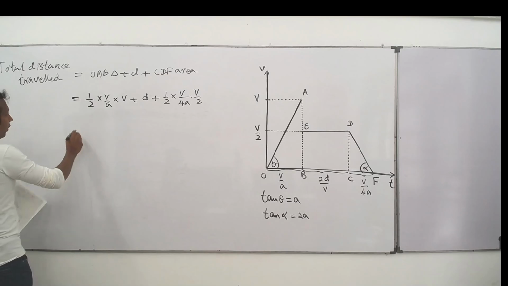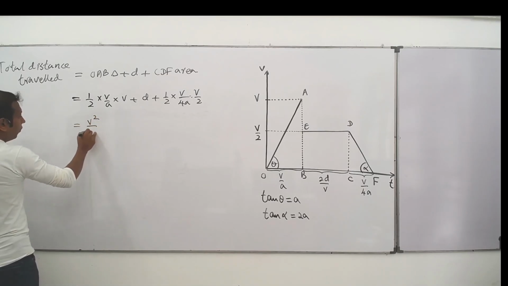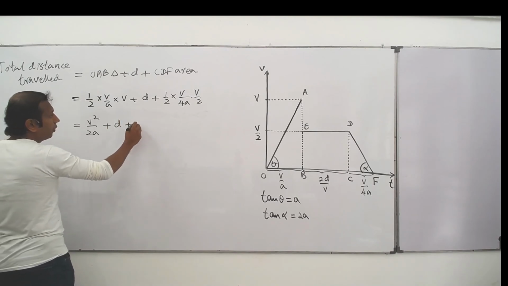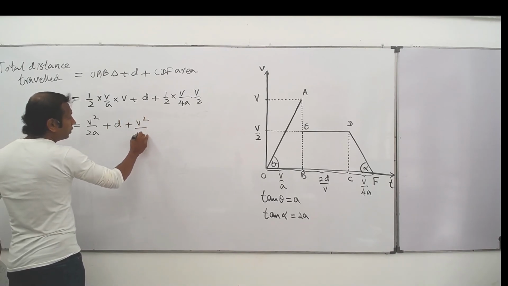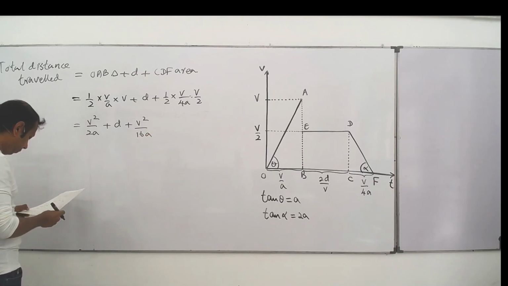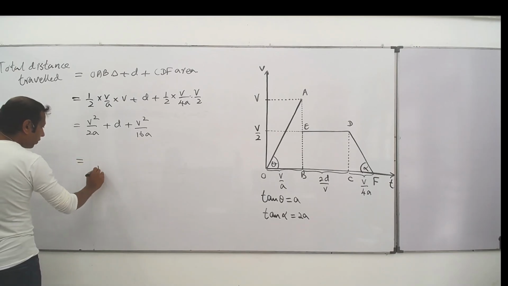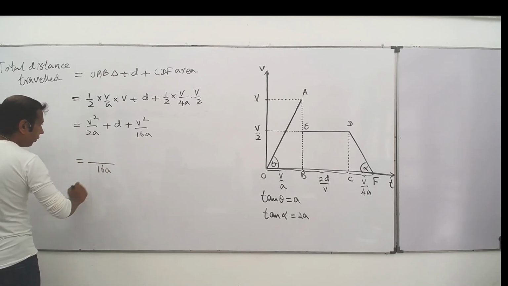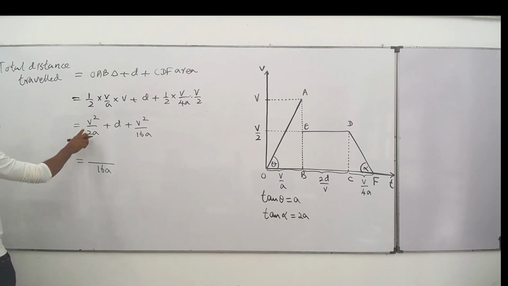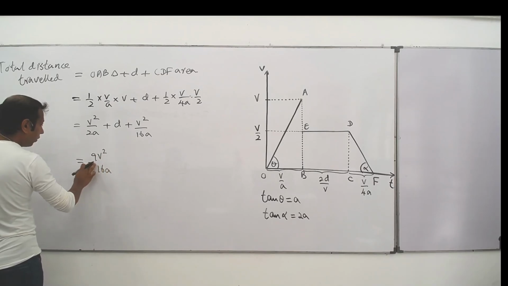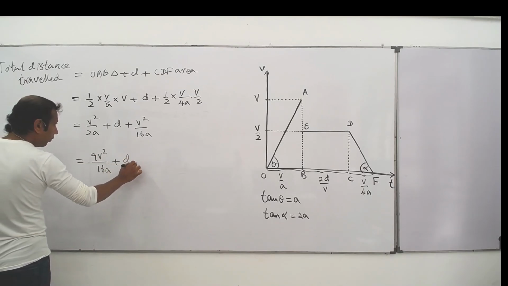Okay, now simplifying, here we get v squared over 2a, d here, and v squared over 16a. Right, so then furthermore we can simplify taking the 16a as common denominator. Then here 8v squared and v squared make 9v squared over 16a plus d. Correct, right?